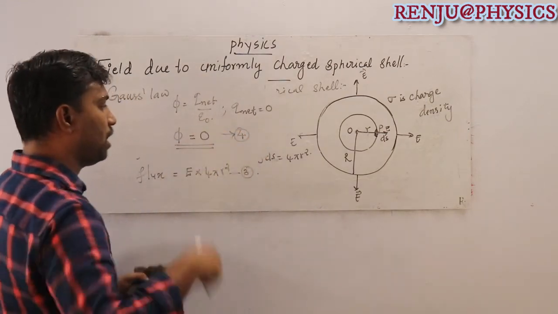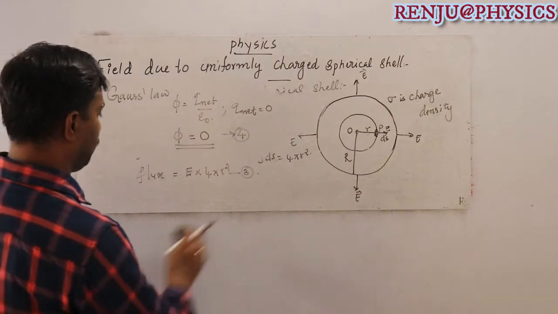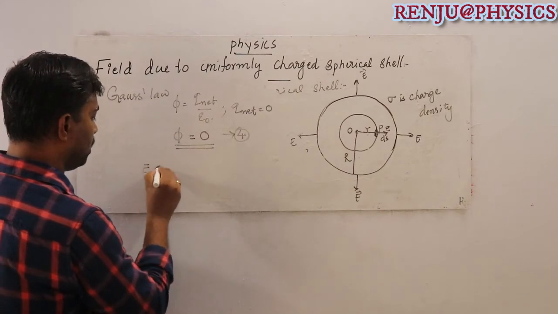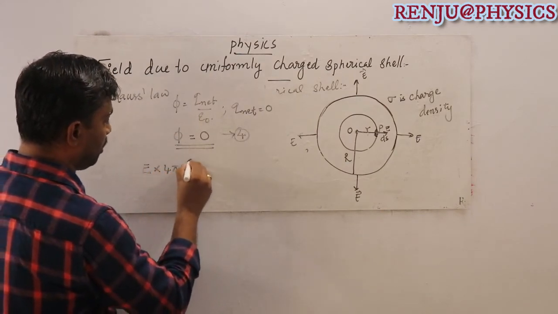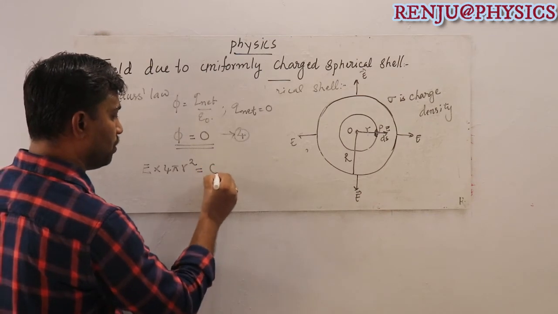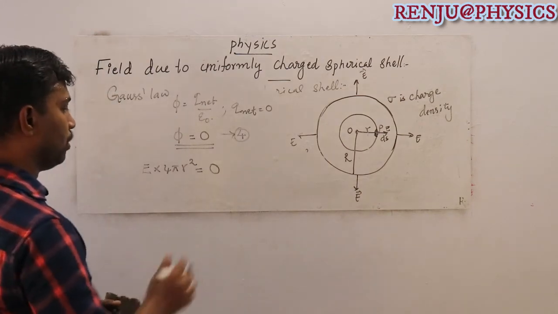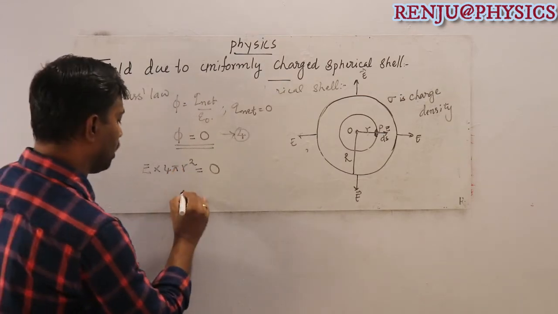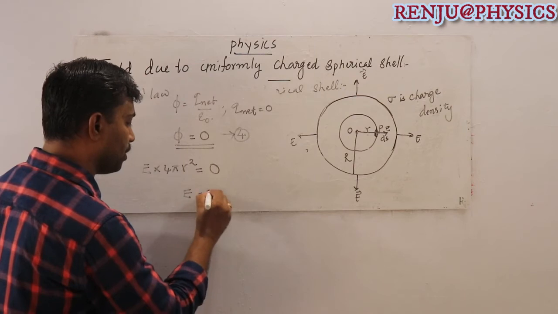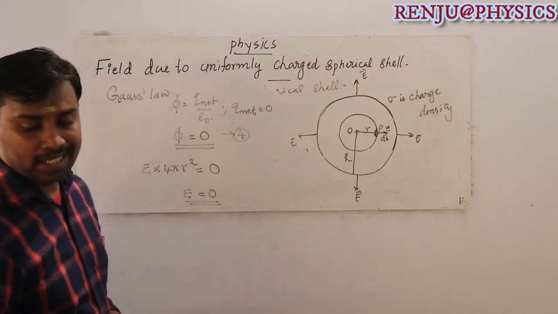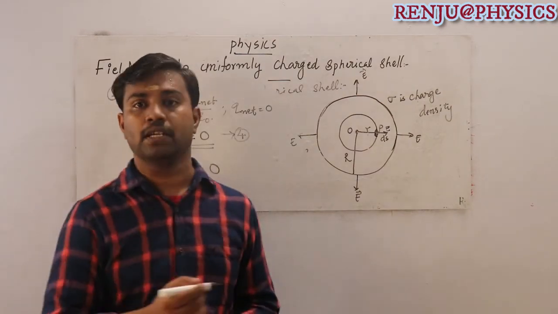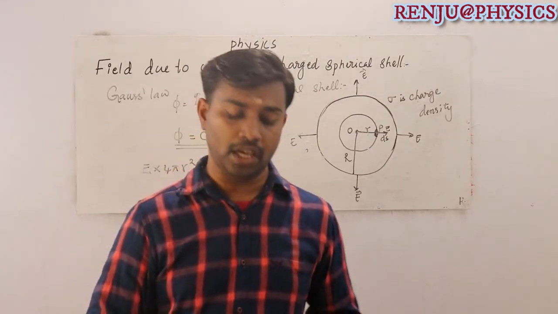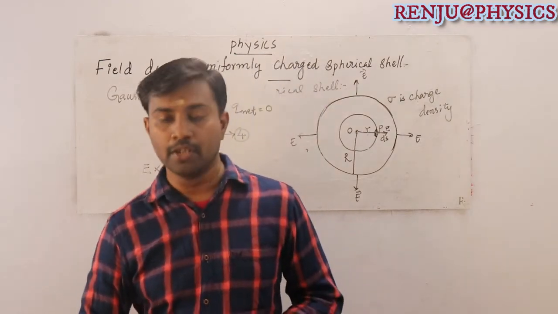So from equation number 3 and 4, we can write E into 4 pi r square equals 0. Now 4 pi r square can never be 0 because area is never 0. So we can write E is equal to 0. That means inside a spherical shell, the electric field will be 0.